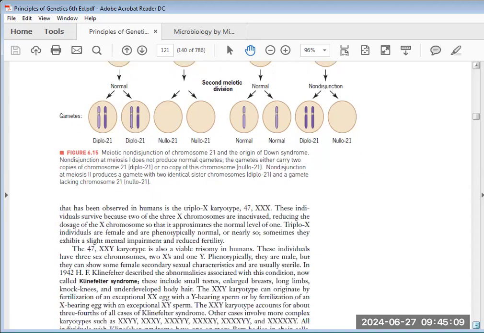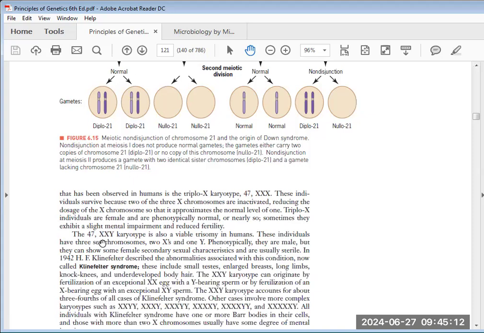Next is XXY karyotype. This XXY karyotype is called Klinefelter syndrome. It is also named after a scientist who studied it, Klinefelter. They have an extra X chromosome. It is trisomy in human, but they look like males. XXY are male. We can call them male eunuchs, in local language, in Punjabi, Urdu, Hindi, Khusra. I'm sure you know all these words.